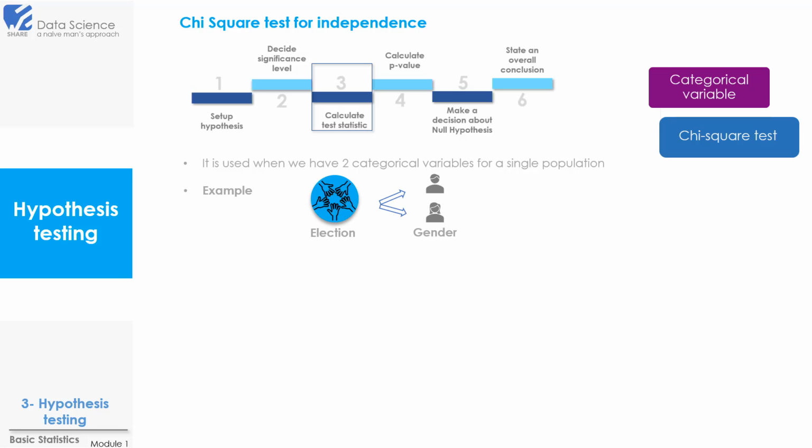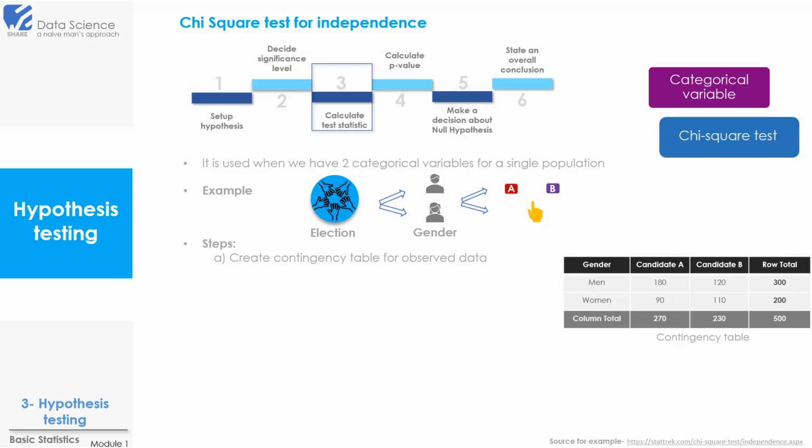For example, in an election survey, voters can be classified as per gender, and then they can further be classified based on their voting preferences. So in this case, we can use chi-square test for testing if gender and voting preferences are independent of each other or not. So let's see what are the steps involved in chi-square testing.